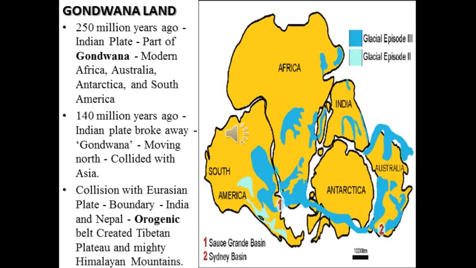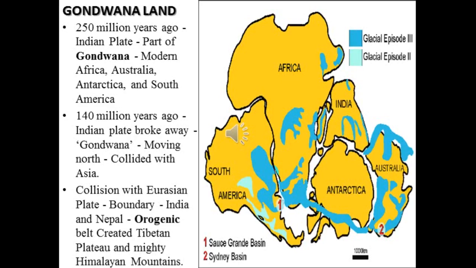Before 140 million years ago, the Indian plate, which was a part of the African plate, that is Gondwanaland, broke away from Gondwanaland and moved towards the north, that is towards the Eurasian plate. This Indian plate collided with the Eurasian plate along the boundary between India and Nepal, and formed the orogenic belt that created the Tibetan plateau and the mighty Himalayan mountains.